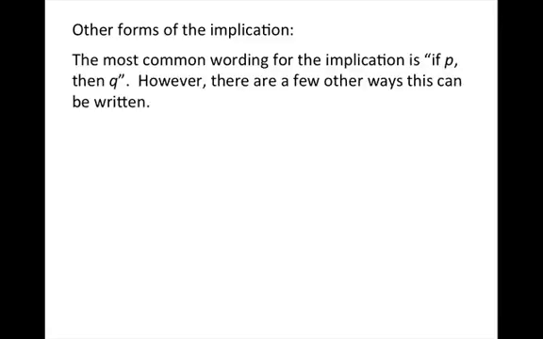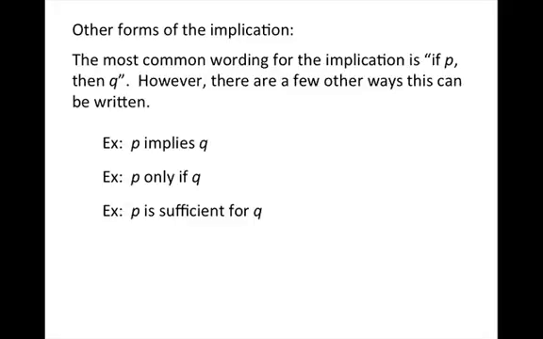There are other ways to phrase the implication. The most common wording for the implication is if P then Q. However, there are a few other ways it can be written. I could have P implies Q. That's the second most common. I could have P only if Q. I could have P is sufficient for Q. Q is necessary for P, and then I could have Q if P. In symbols, these would all be the P followed by the arrow and then the Q.